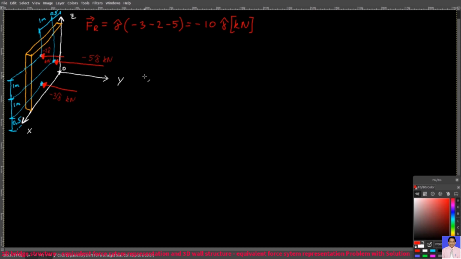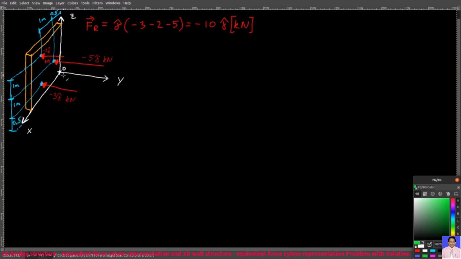And now we have to calculate a resultant moment vector about point O due to these 3 forces. We could use the traditional cross-product formula for 3D, where I have some kind of position vector and then I cross it with a force. However, it's not necessary here.